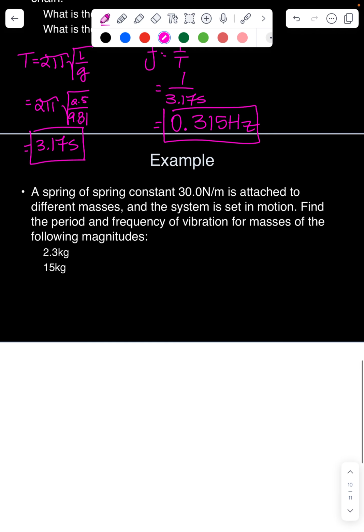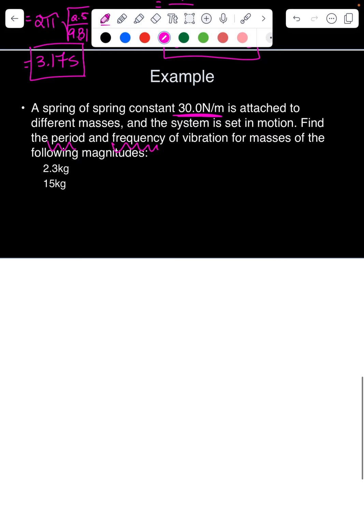And last but not least, we have a spring that has a spring constant of 30 newtons per meter. We're attaching that same spring to 2 different masses and then setting it in motion. I want to know the period and the frequency for both of the systems. We're going to put our 2.3 kilogram mass on this side, and then the 15 kilogram mass on this side.